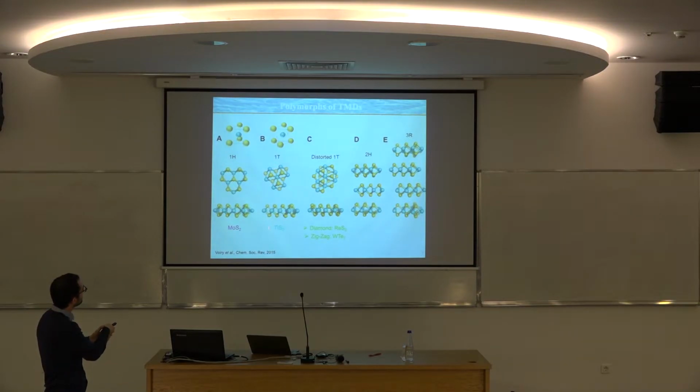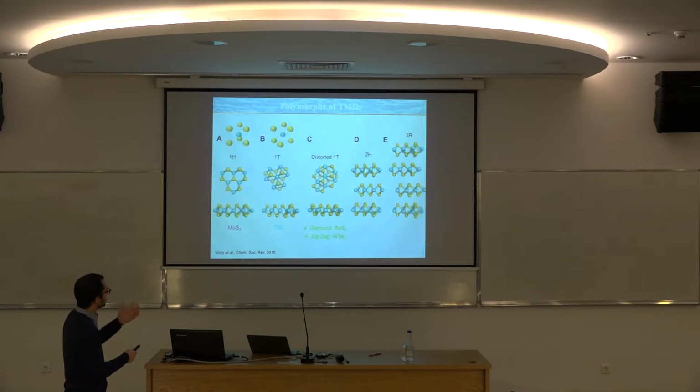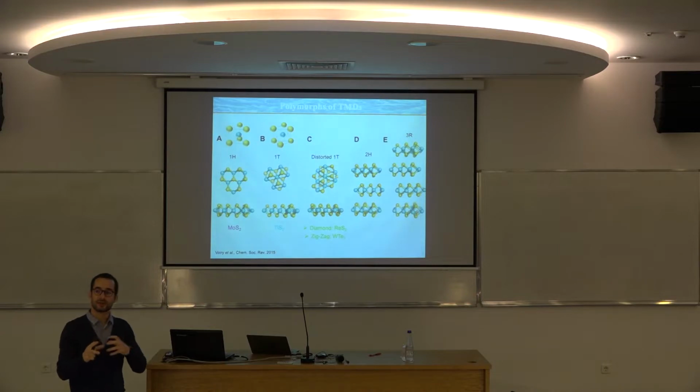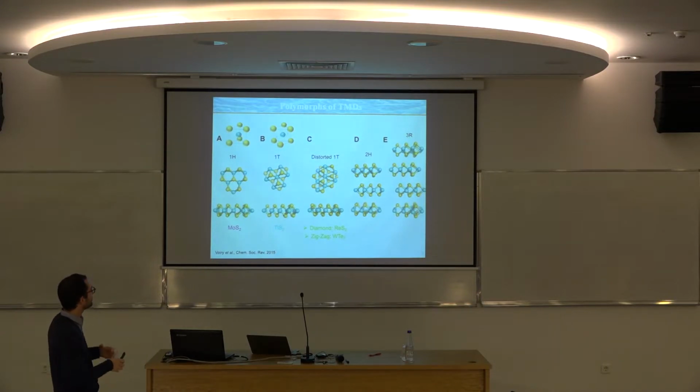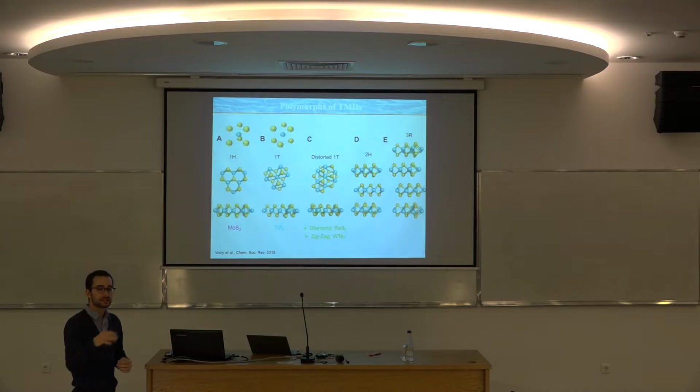The typical example is TiS2. You can also have TMDs, for example, rhenium sulfide or tungsten ditelluride, that will have this distorted 1T prime phase. So it could be either a diamond cluster, so you will have a cluster of these transition metals in the form of a diamond, or you can also have this zigzag chain that you have typically with this tungsten ditelluride.